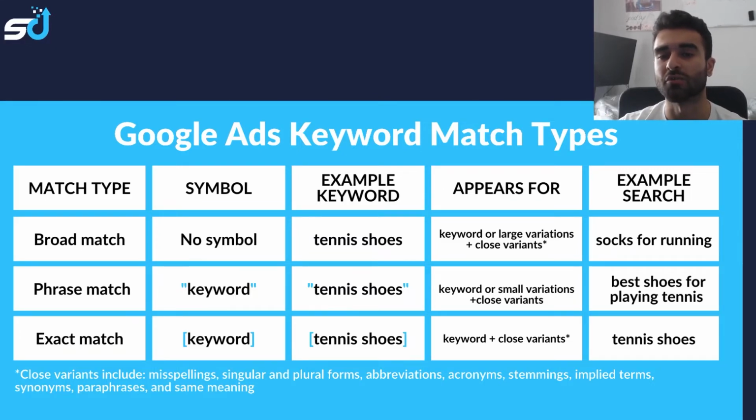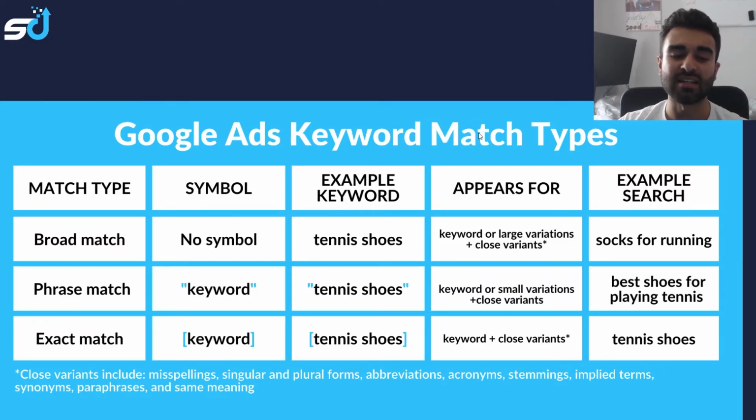When people search for an exact model or product and they find exactly what they're looking for, sometimes it can be an absolute done deal. The example search in this case is tennis shoes exactly, and that is an example of a search term that would come with an exact match example keyword of tennis shoes.